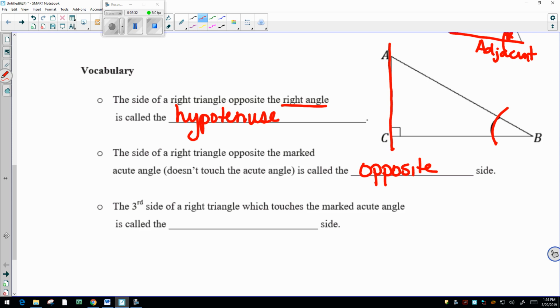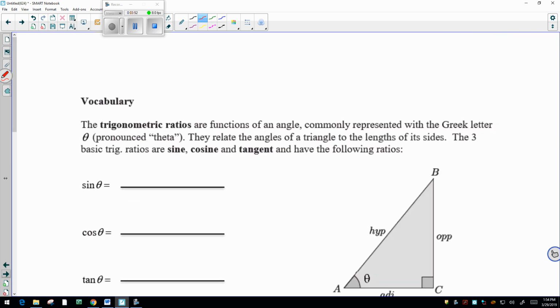And then the third side of the triangle is going to be the side that actually touches that angle. So when I trace out that side, I can actually touch that angle, go right to the vertex. That is going to be your adjacent side. So 3 vocab words we definitely need to know.